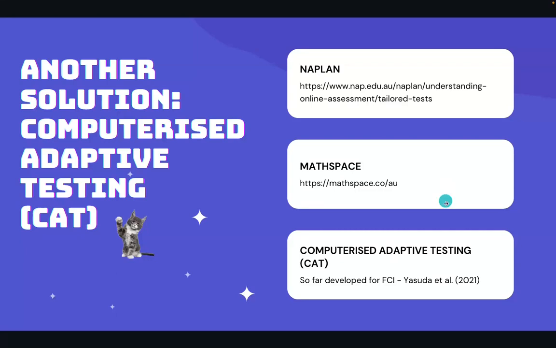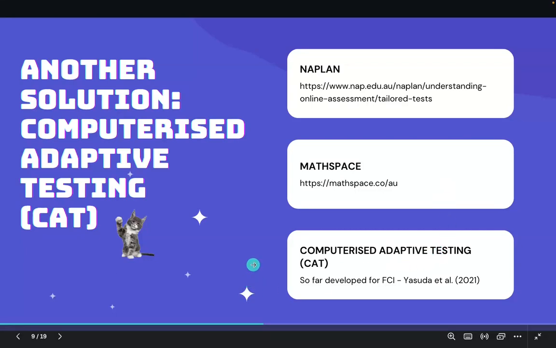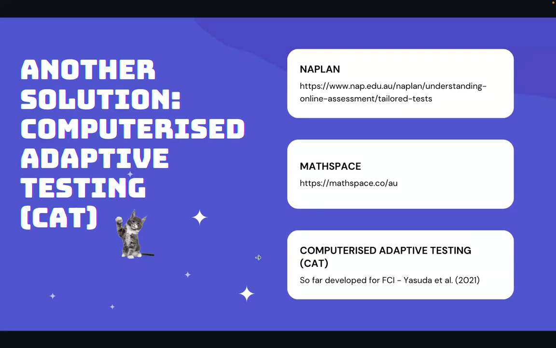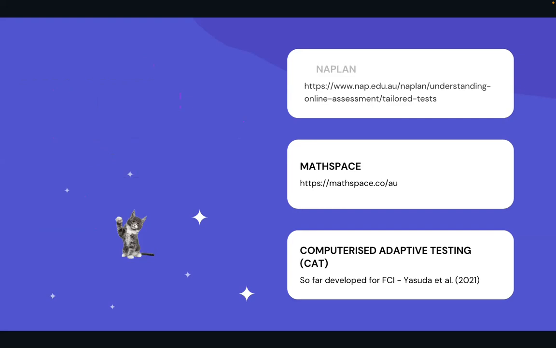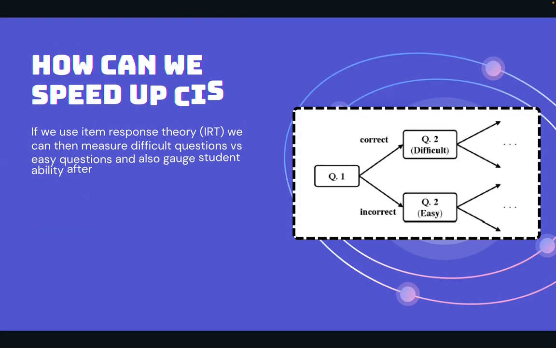If it's something like item response theory, which I'll explain shortly, that would be great. I'm not quite sure. And in terms of the force concept inventory, as far as I'm aware, the work by Yasuda et al. is the first to really try and implement this in physics. And we also would like to do the same thing in mathematics. So how do we speed it up?